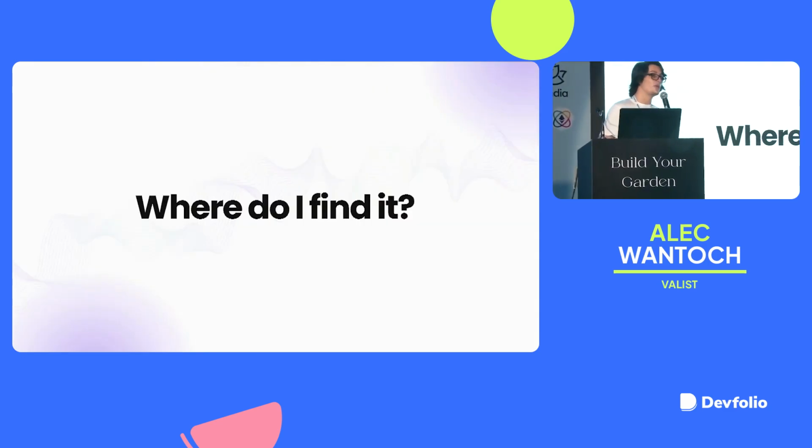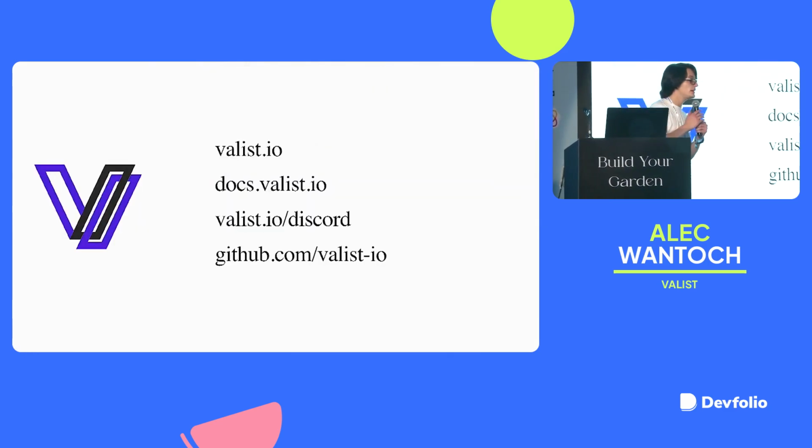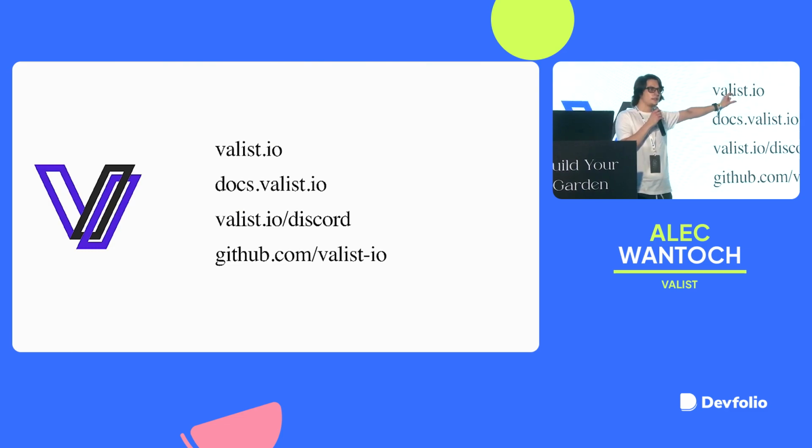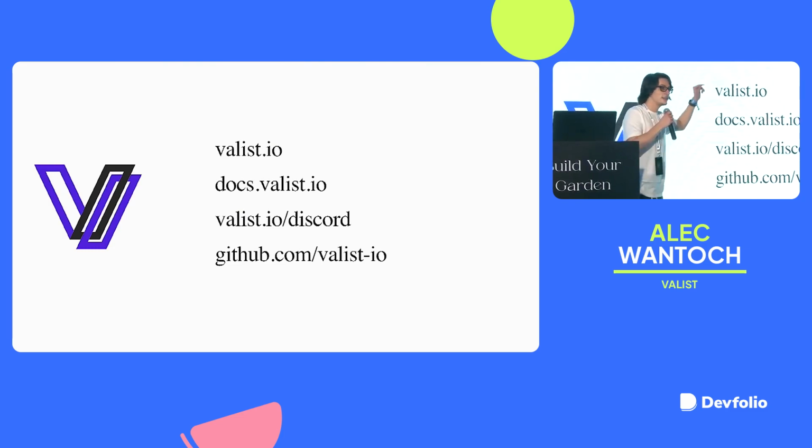But yeah, where do we find this and how do we get started with it? Everything you need is on valist.io. Right now, there's a banner at the very top that says, hey, if you're here at ETH India, click here and it'll send you to the guides, and it shows all the bounty information that we have as well. You can find everything in the docs as well.